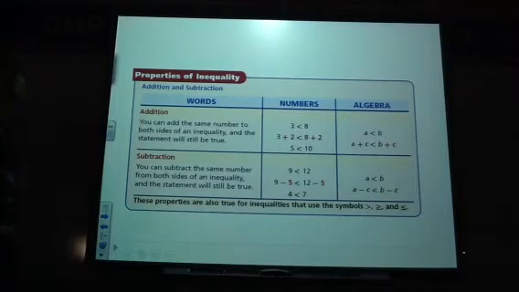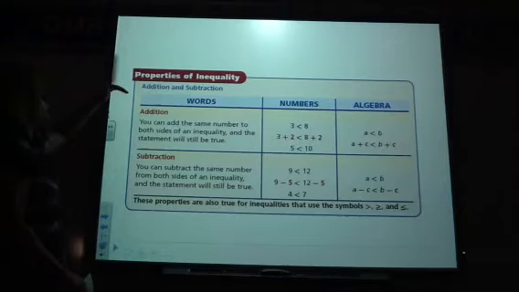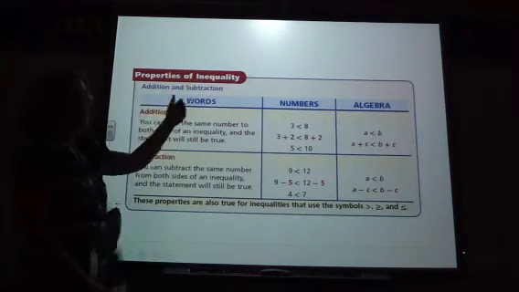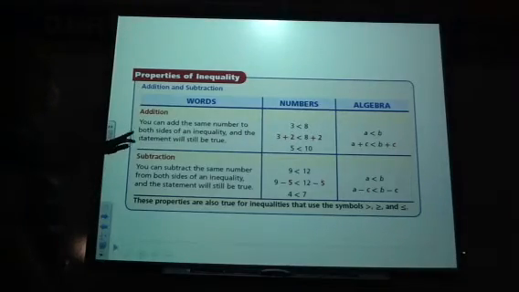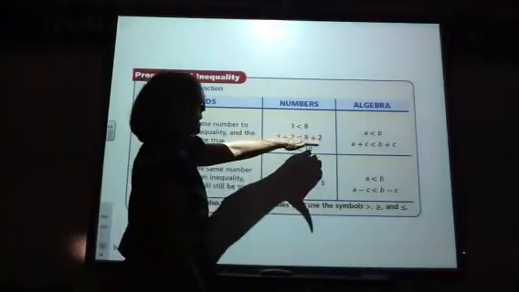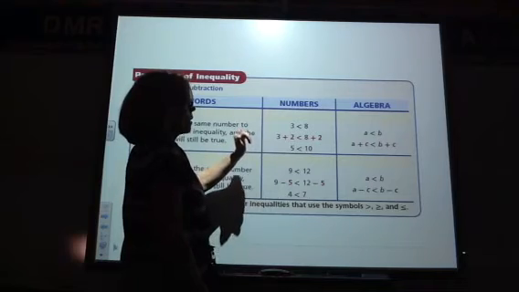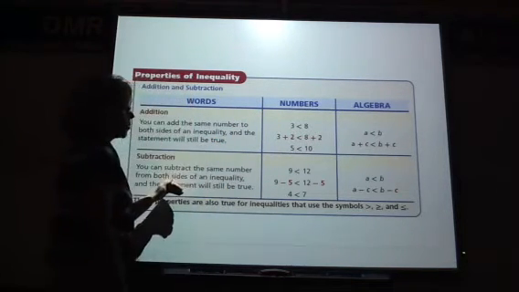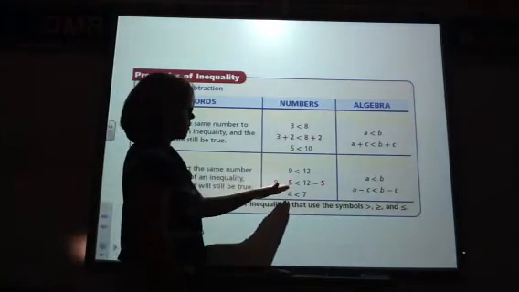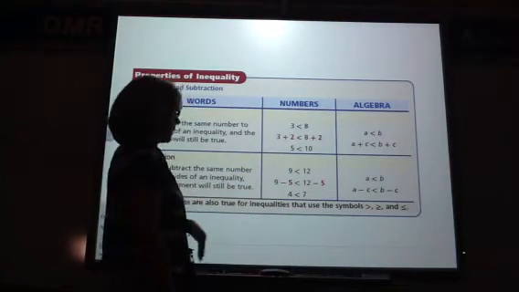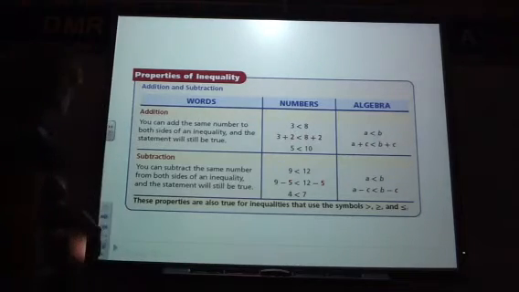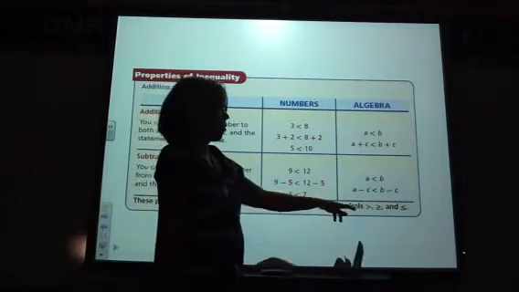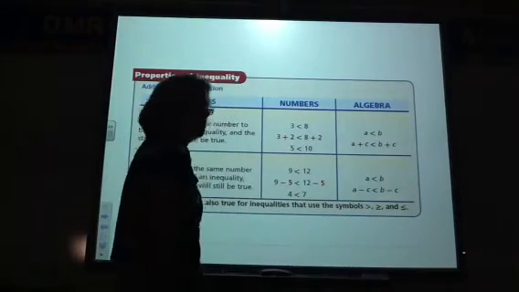Just like with your addition and subtraction properties of equality, these are inequality properties. If you add something to both sides of the inequality, then you're keeping that inequality balanced. Just like with subtraction. If you subtract something from both sides, you're keeping that inequality balanced. These inequality properties are also true for all of your inequality symbols.